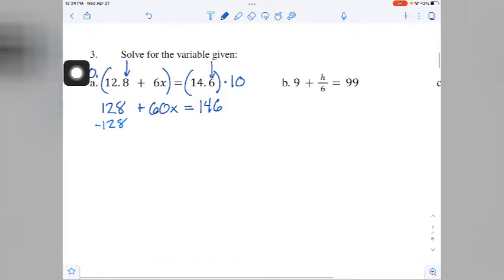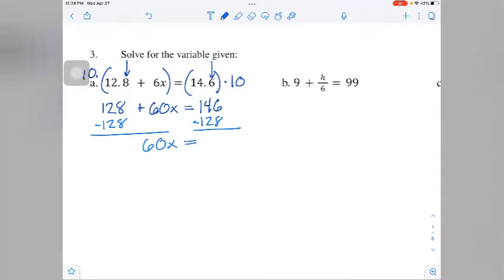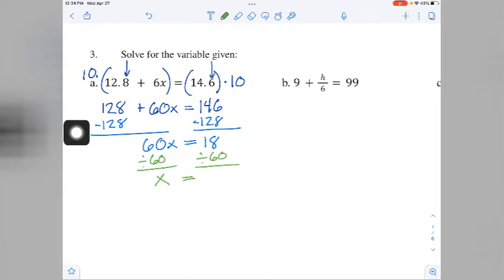So I'm going to subtract 128 from the left, and then I'm going to subtract it from the right to balance it out. I will be left with just 60x on one side, and 60x is going to equal 146 minus 128, which is 18 on the other side. Now I need to get rid of the 60. It's 60 times x, so I am going to divide by 60 on this side and divide by 60 on this side. And then I should get x. 18 divided by 6 would be 3. 18 divided by 60 would be 10 times less because we're dividing, so it would be 0.3. So that should be my answer here.